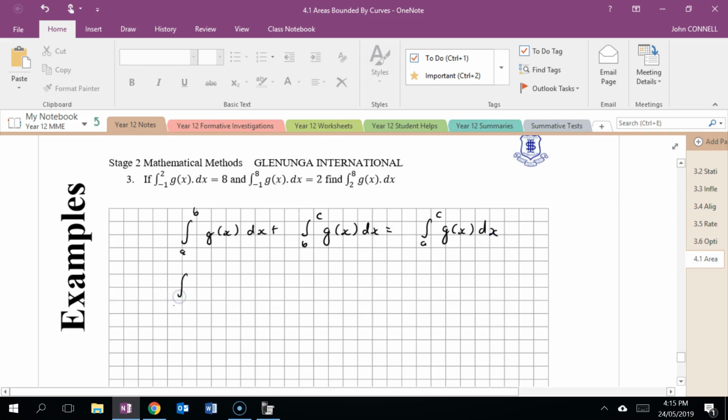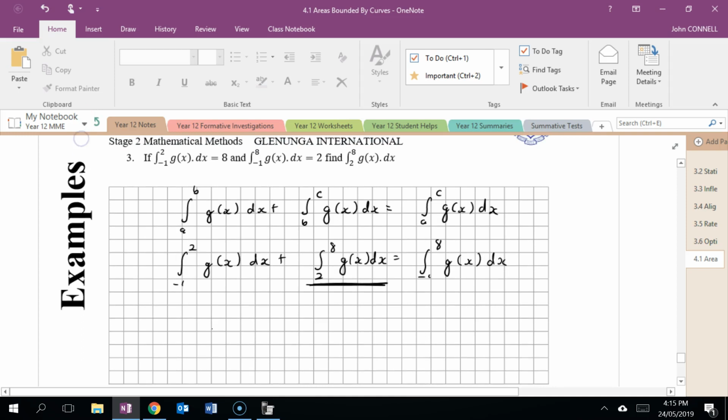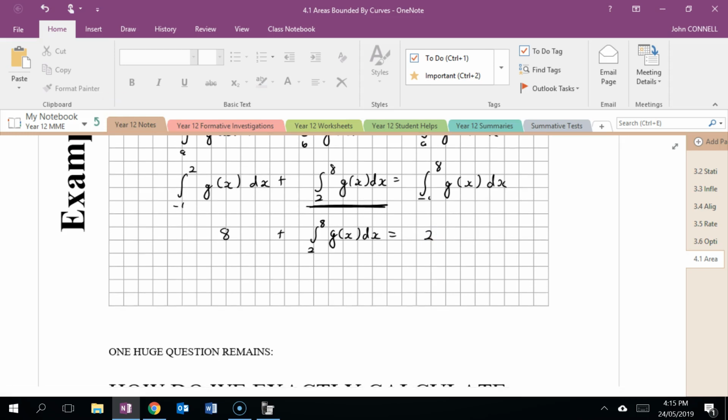So using it in this situation, we can say the integral from minus 1 to 2 of g of x plus the integral from 2 to 8 of g of x is going to be equal to the integral from minus 1 to 8 of g of x. We're looking for this one here. This is what we want. We know from minus 1 to 2 it's 8. So 8 plus the integral from 2 to 8 of g of x dx, and we know from minus 1 to 8 it's 2. So then if we move the 8 to the other side, the integral from 2 to 8 of g of x is 2 take 8, which is minus 6.